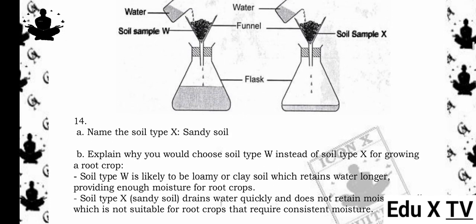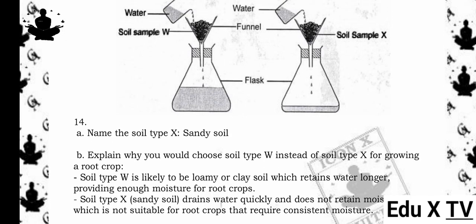14. A. Name the soil type X. Sandy soil. B. Explain why you would choose soil type W instead of soil type X for growing a root crop. Soil type W is likely to be loamy or clay soil which retains water longer, providing enough moisture for root crops. Soil type X, sandy soil, drains water quickly and does not retain moisture well, which is not suitable for root crops that require consistent moisture.